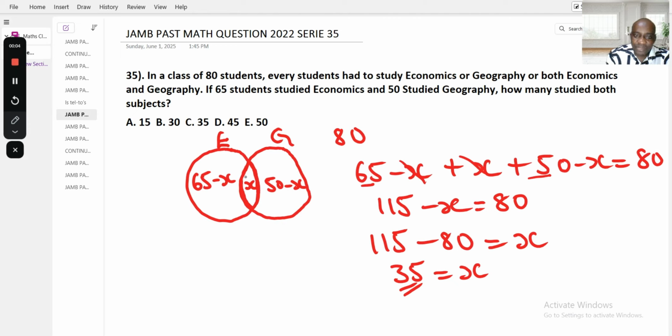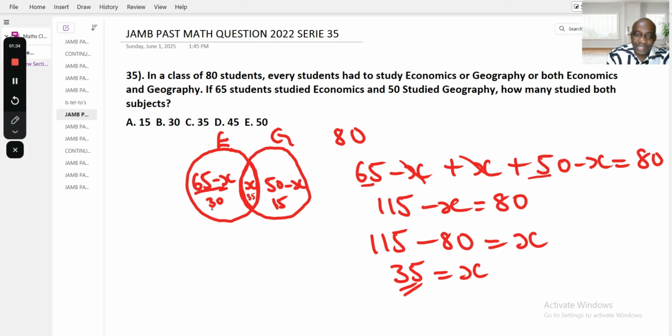Put 35 here. Just say 65 minus X. We have known that X is 35 already. If you minus it, it's going to give us 30. The people that study only economy is 30. If I remove 50 minus 35, X is 35, it's going to give me what? 15. The people that study only geography is 15, while the people that study both subjects are 35.